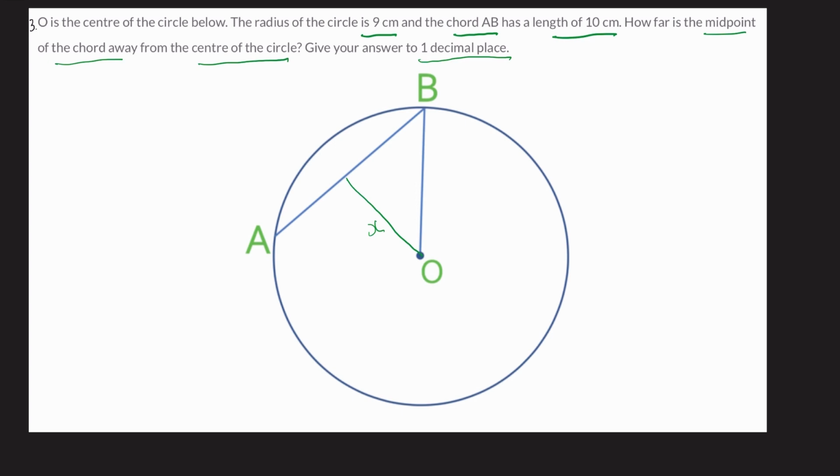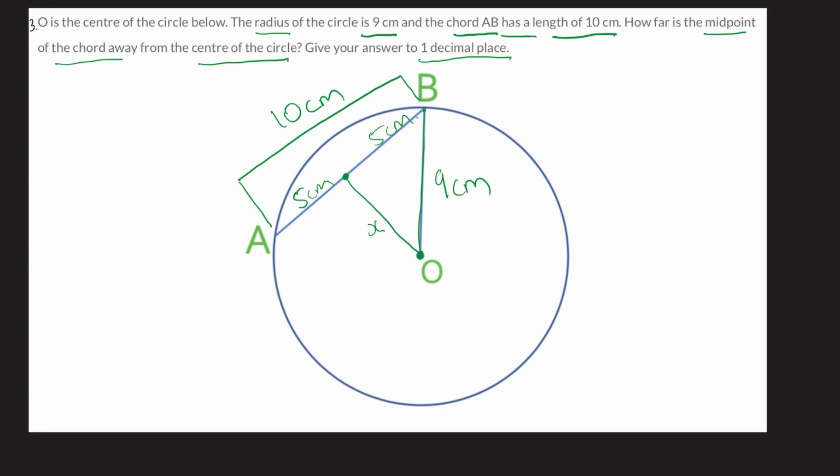Okay, so first thing we have to do is write down the values they gave us in the question. The radius of the circle is 9 centimeters. Radius starts from the center to the circumference, so this whole part here is 9 centimeters. They also told us the length of A and B is 10 centimeters. Because we're going to split this line in half, this part here has to be 5 centimeters, and this part here has to be 5 centimeters.